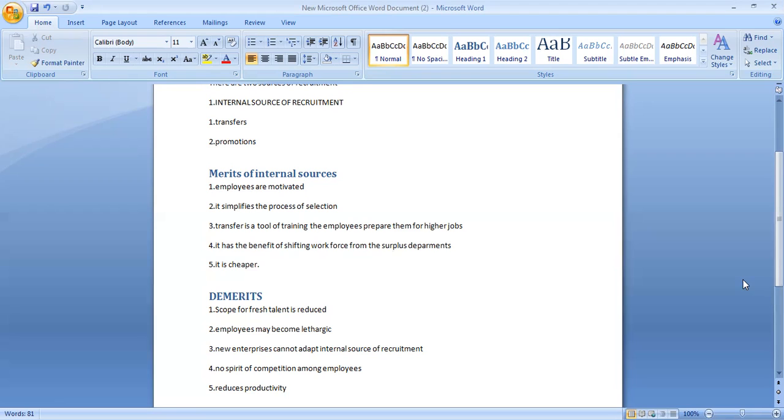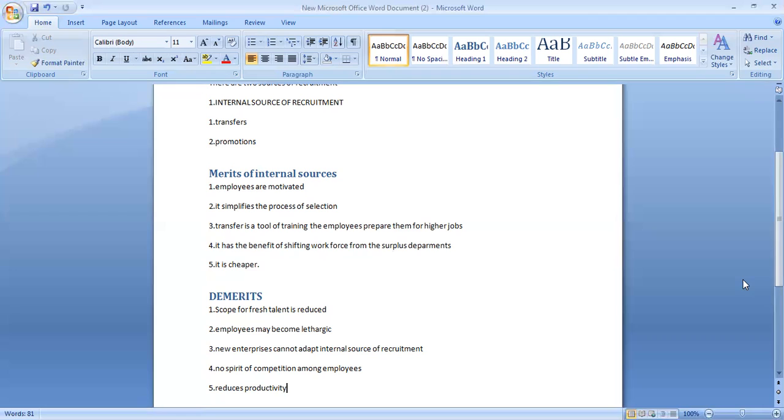Fine. And the next one is that new enterprises cannot adopt internal sources of recruitment. It is a known thing. When you're starting a new organization, it is highly impossible. You cannot adopt the employees who are working within the organization. As you're starting the new company, you need to select candidates who are working outside the organization.